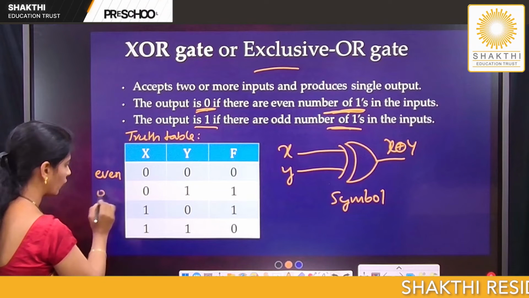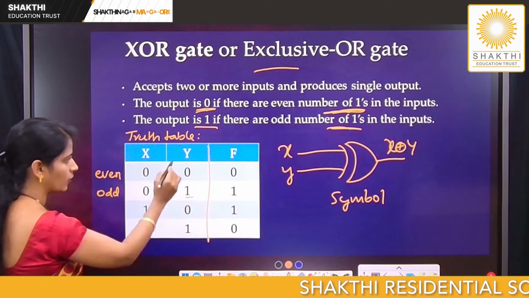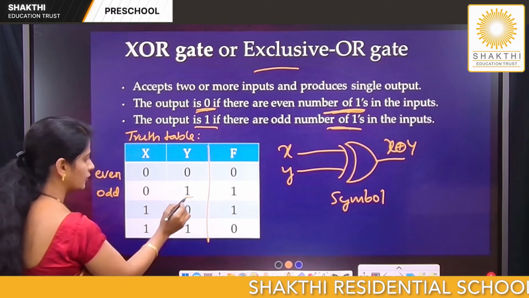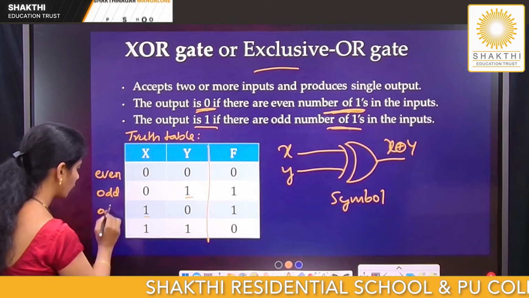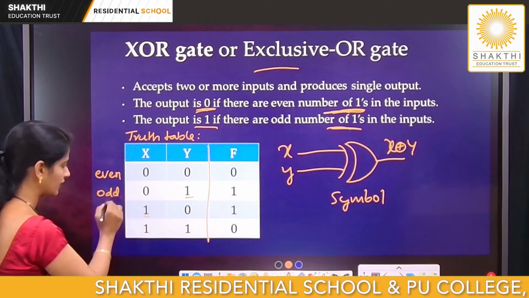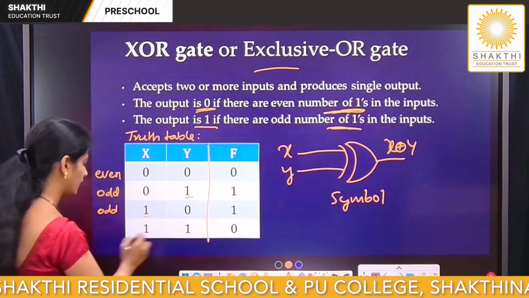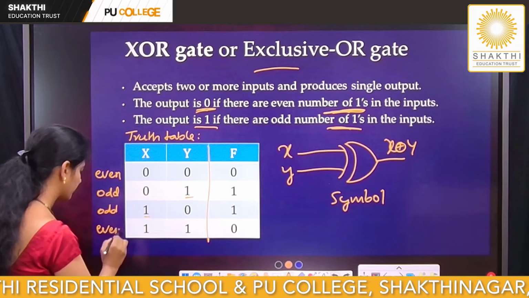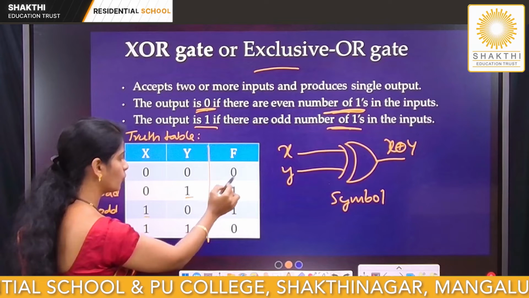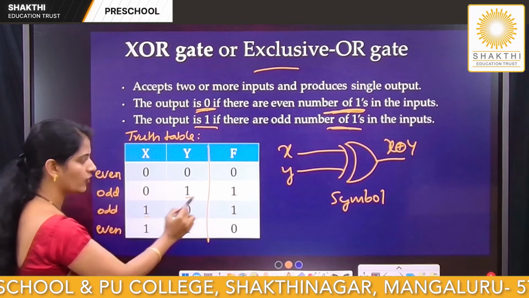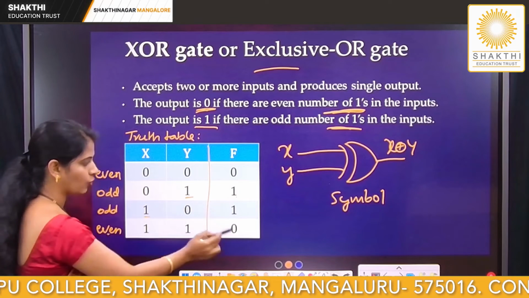And here you have odd, because these are the input signals x and y, and this is the output signal. So you have an odd number of 1s here and an odd number of 1s here. I am going to just write whether the number of ones in the input signals is even or odd. So here you have even. Accordingly, if you have an even number of ones or 0 ones, we have output 0. And if you have an odd number of ones, the output is 1. Even number of ones, the output is 0.